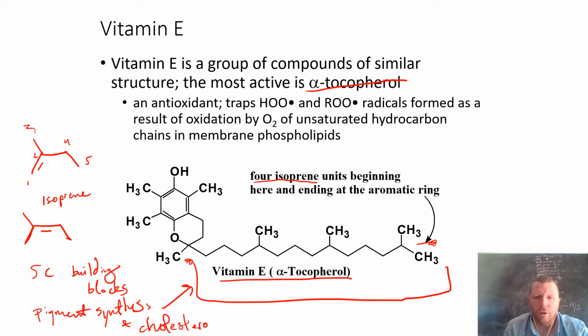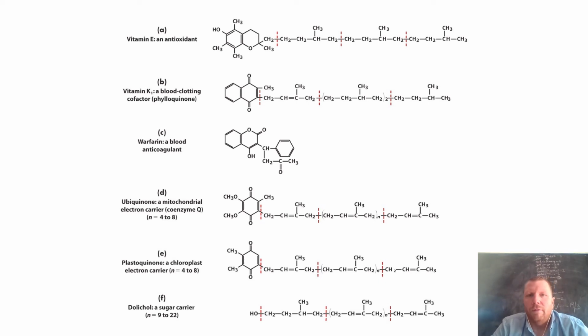Again, I strongly recommend that you go on to take Biochemistry 2 or a metabolism class so that you can learn a little bit more about these things. But ultimately, these isoprene units are the individual entities that make the chain on vitamin E as well as are involved in cholesterol biosynthesis. So here is a rundown of some of these lipids that have isoprene units: vitamin E, vitamin K, ubiquinone, plastoquinone, and dolichol. These groups right here are all examples of isoprene units.